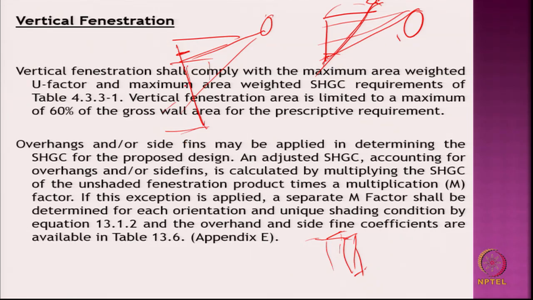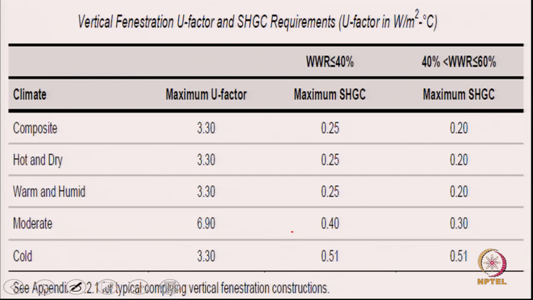One can calculate this out, one can estimate this at every hour, and then sum the total for the whole day, or for the year in fact. So, that will give you the overall shading, this multiplication factor, right, and the M factor shall be determined for each orientation and for unique shading conditions, and then you can add them, actually, that is what it is saying.